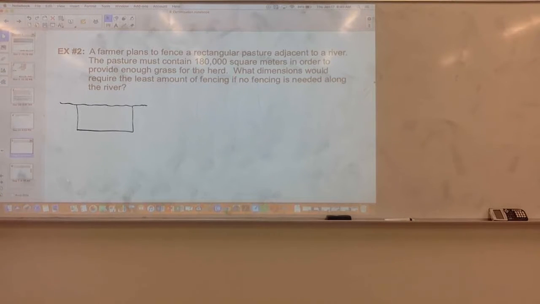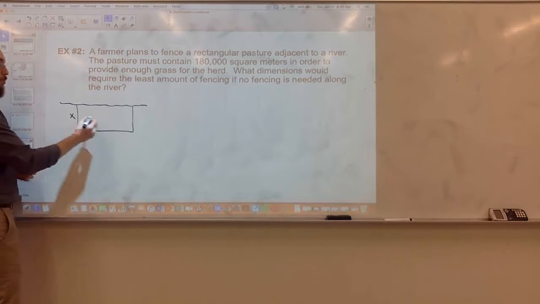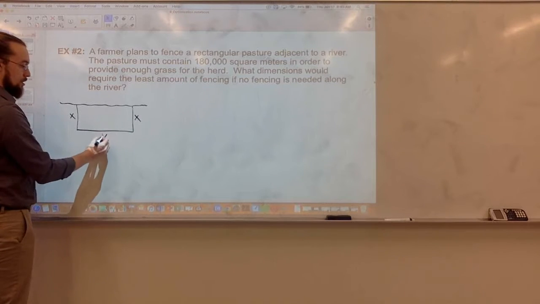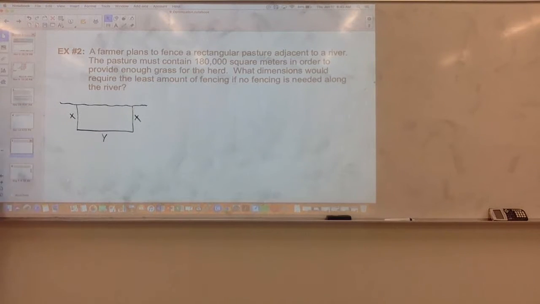But first, let's assign some variables. We could call these sides x and this side y. Or you can use whatever variables you want. I was going to use M and C because Tab was moved. That works.